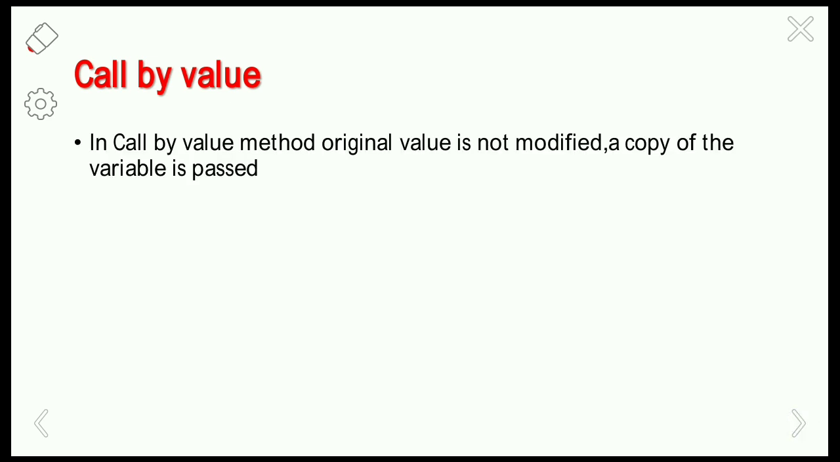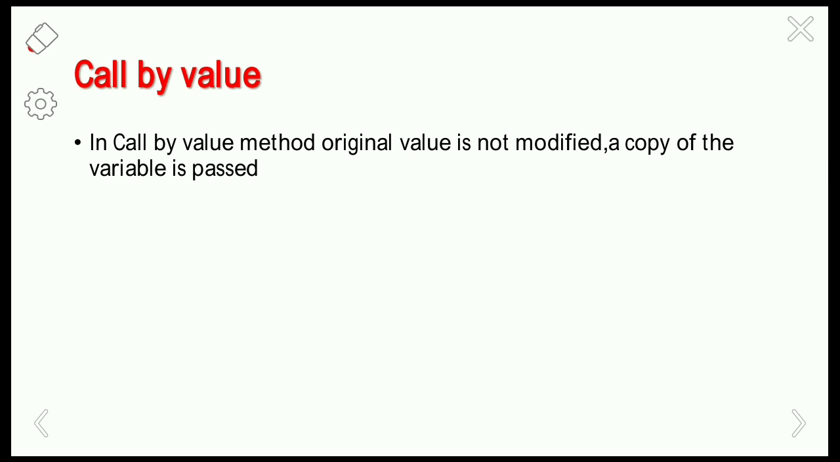We have two types of calls here, call by value and call by reference. In the call by value method, the original value is not modified. A copy of the variable is passed to the formal parameters. That means when the call is invoked, the actual parameters are passed to the formal parameters, but the original value, that is, the actual parameters, is not modified.